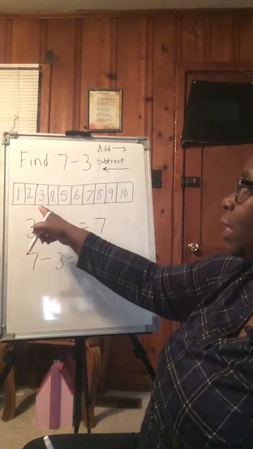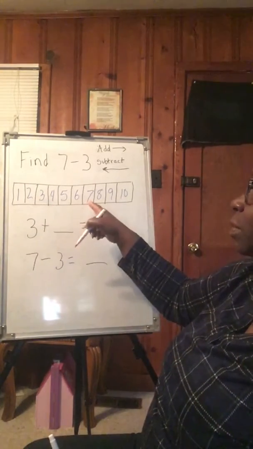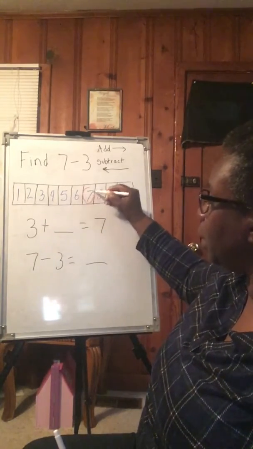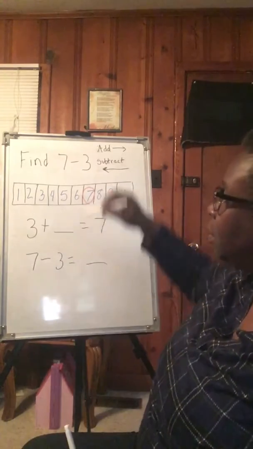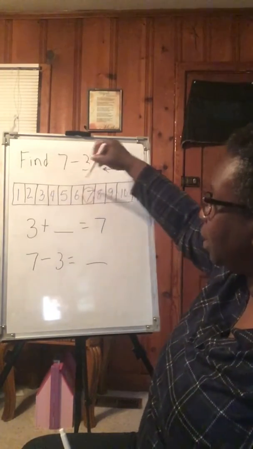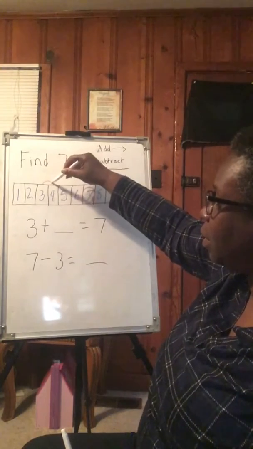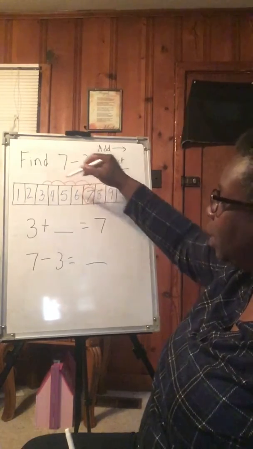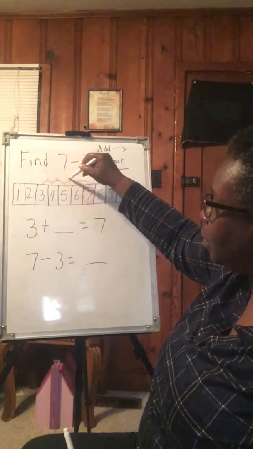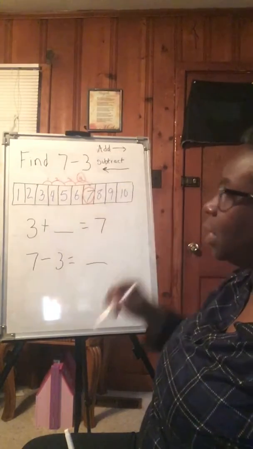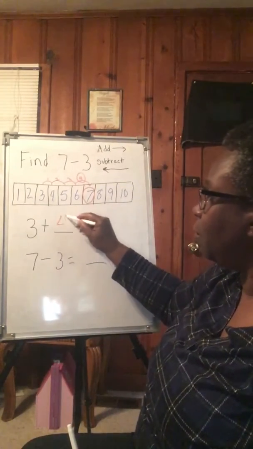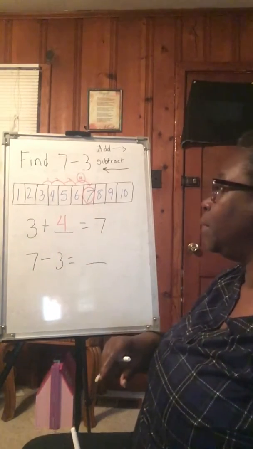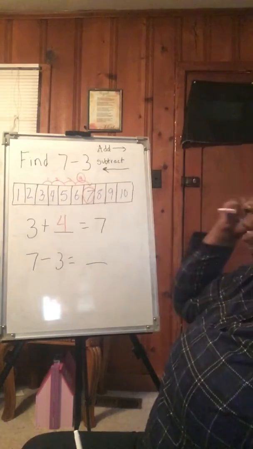So our 3 is right here. We're going up to 7 this time. So let's see how many spaces we have from our 3 to our 7. 1, 2, 3, 4. Right here, we had a 1, 2, 3, and 4. And 4 is our number we're going to use. So we're going to put 4 because 3 plus 4 equals 7. Okay, and we went up in the numbers.